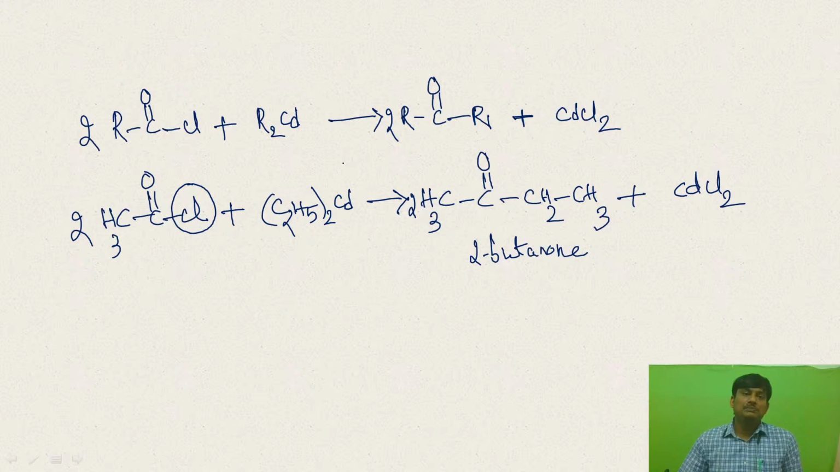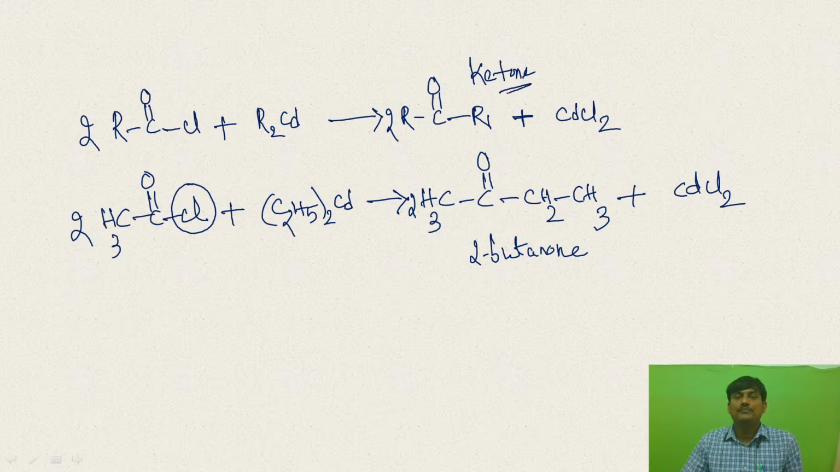You can prepare aldehydes and ketones. In this way you can prepare both aldehydes and ketones by using acyl chloride. You can prepare aldehydes by treating with hydrogen in presence of Rosenmund catalyst, and also we can prepare ketones when you treat with dialkyl cadmium.